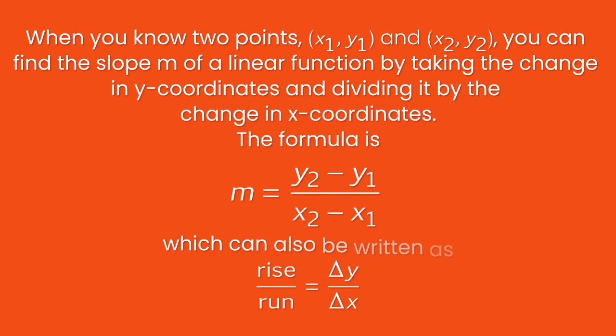When you know 2 points, x1, y1 and x2, y2, you can find the slope m of a linear function by taking the change in y coordinates and dividing it by the change in x coordinates. The formula is m equals y2 minus y1 over x2 minus x1, which can also be written as rise over run or delta y over delta x.